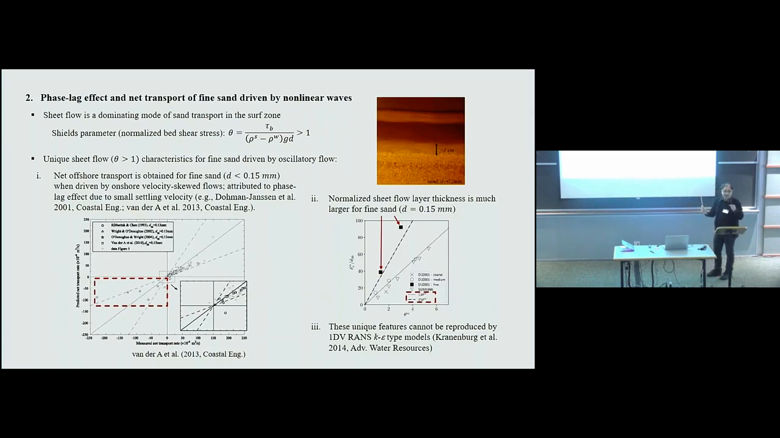However, researchers in coastal processes have long been puzzled by this very unique sheet flow feature only for fine sand, which is very different from medium and coarse sand. When I say fine sand, I'm talking about grain size usually smaller than 150 micron.